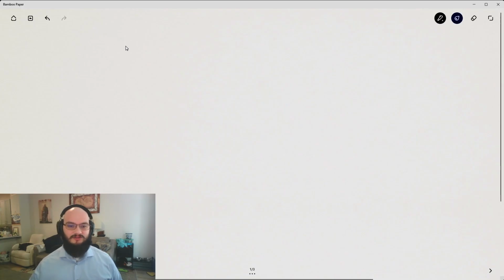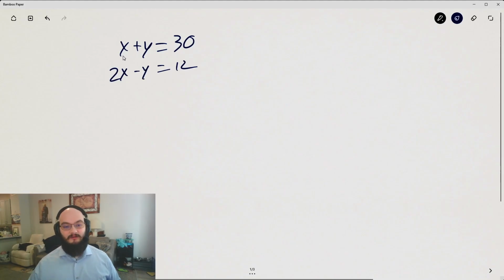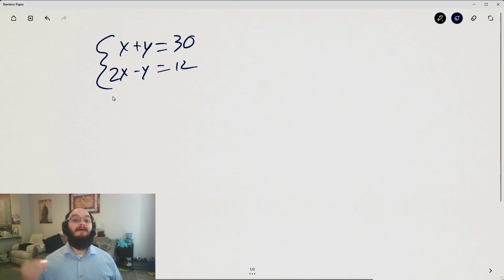A system of equations is where you have multiple equations with the same variables, and these variables are the same value in each equation. So this x is the same thing as this x. This y is the same thing as this y. And the point of a system is we are trying to find a value of x and a value of y that will make both of these true at the same time. So today, we're going to figure out how we can do that using the elimination method.